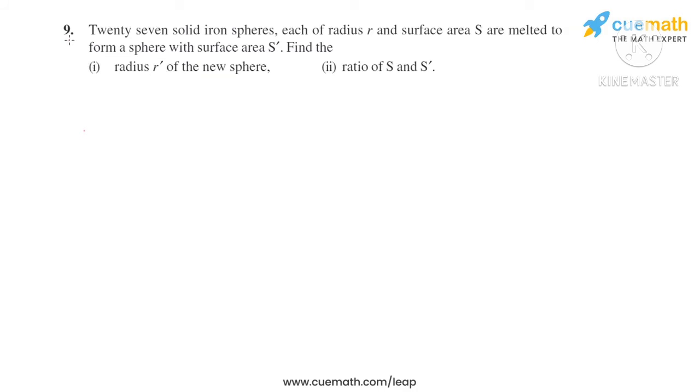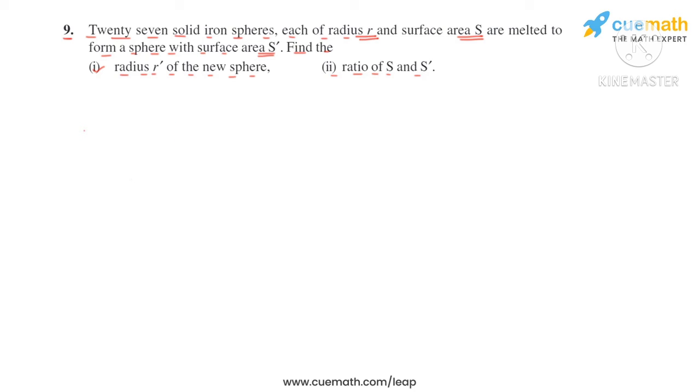In the ninth question, it is given 27 solid iron spheres, each of radius r and surface area s, are melted to form a sphere with surface area s dash. Find the first part, radius r dash of the new sphere, and second part, find the ratio of s and s dash, that is the surface area S to surface area S dash.